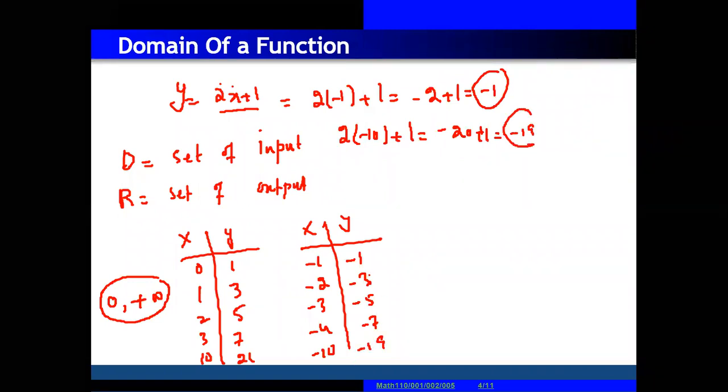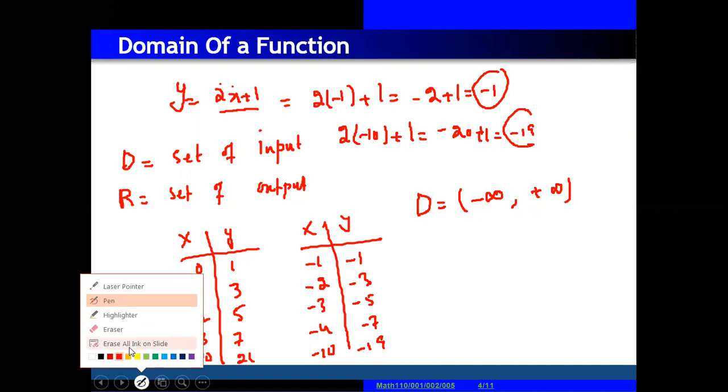So we can say that the domain of the function y equals 2x plus 1 is from minus infinity till plus infinity, because you can give any value. There will be some output values. You can give all values from minus infinity till plus infinity. So the domain of the function is from minus infinity till plus infinity. Okay.